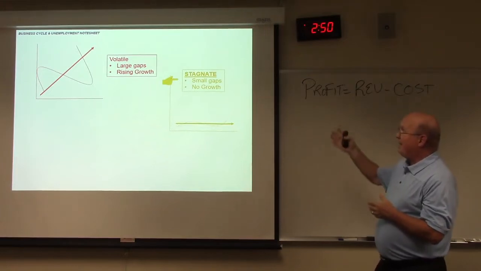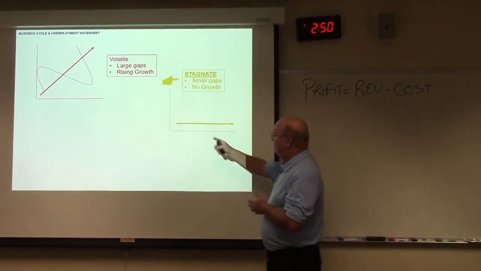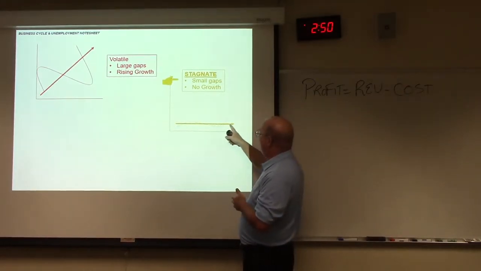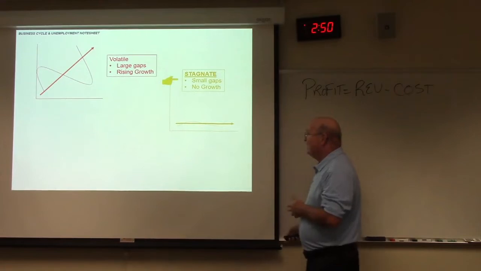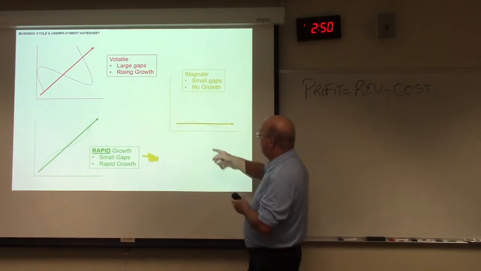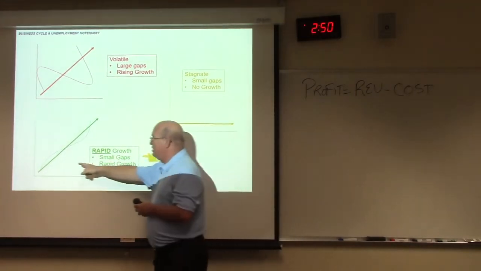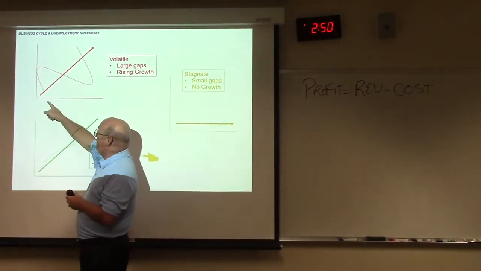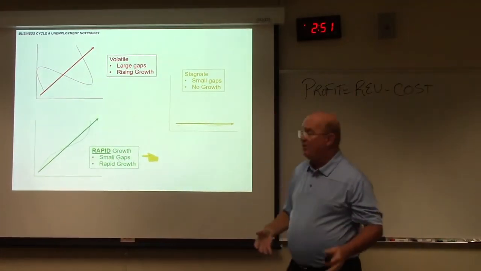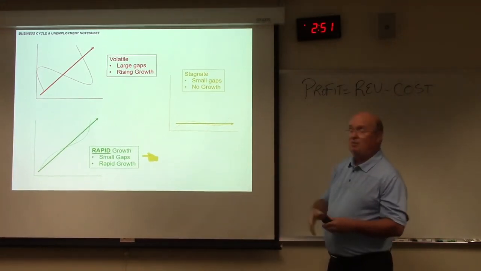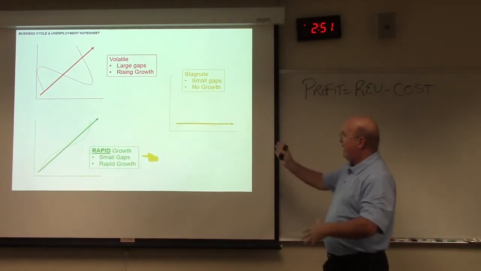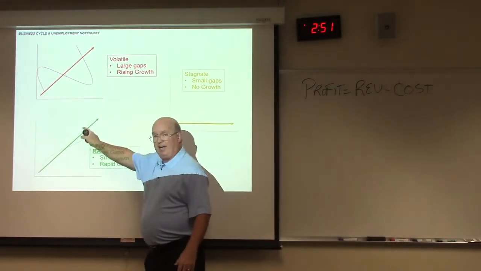We can also have what's called stagnant growth. In other words, there's no growth, but we have smaller gaps. We want smaller gaps, but we don't want no growth. Okay? What we want is rapid growth. Now, if you notice, rapid growth has the same small gaps, but it also has a rising trend line, or natural GDP. That's the one we want to get to. So what we want to do is try to reduce those gaps and make this one go this way.